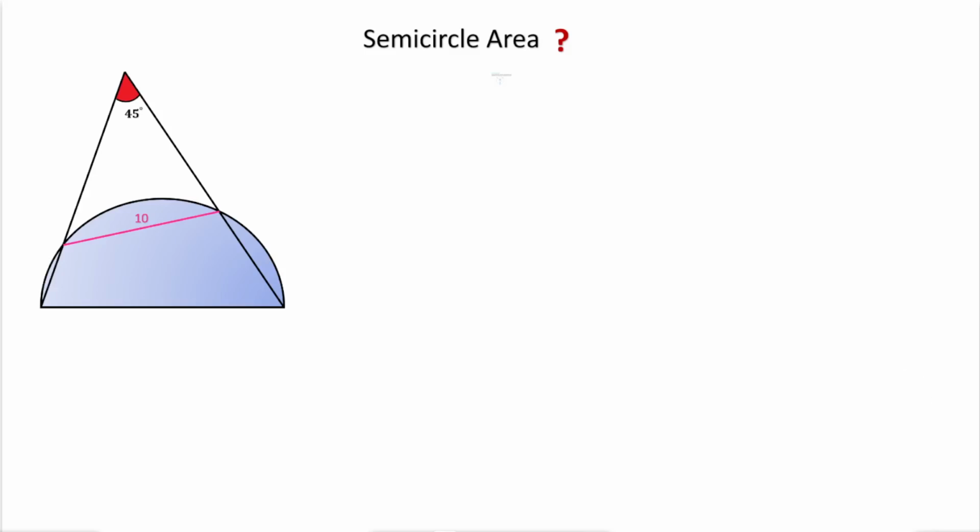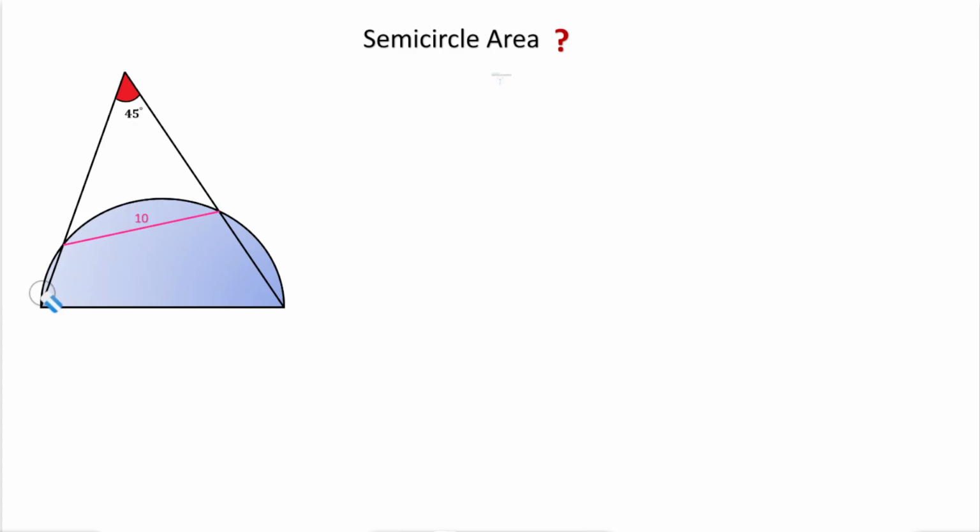In this question, one triangle and one semicircle are arranged in this way. Inside this semicircle, the length of this chord, the pink line segment, is given as 10 units. Also, one angle of this triangle is 45 degrees, that is a straight angle. Then we need to find the area of this semicircle.